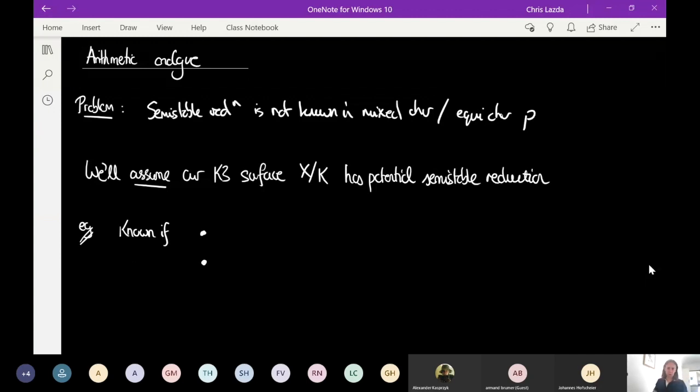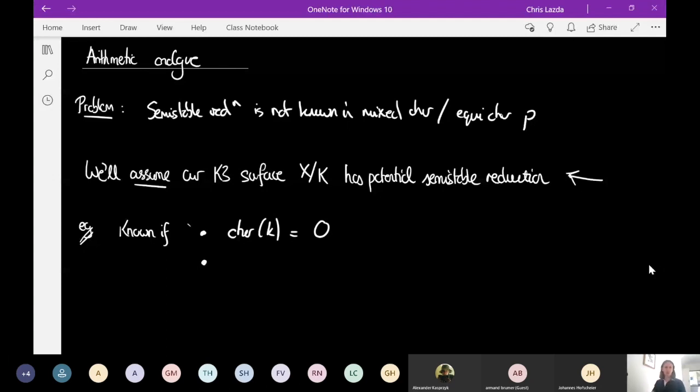So what we actually are going to have to do is just assume that the K3 surface that we're interested in has potential semi-stable reduction. This here is going to be a blanket hypothesis for the rest of the talk, essentially. But there are some cases in which this is known. For example, it's known in equicharacteristic 0. So if the residue field is characteristic 0, then we know potential semi-stable reduction.